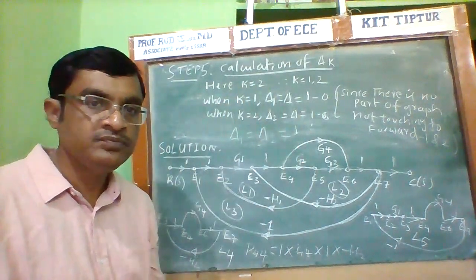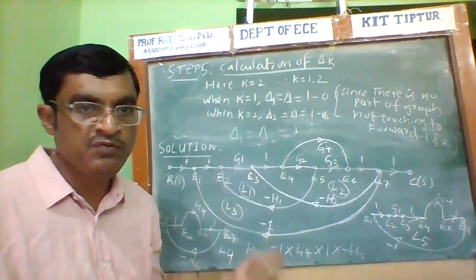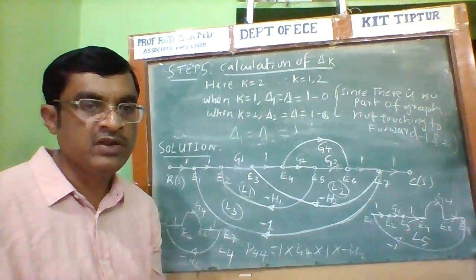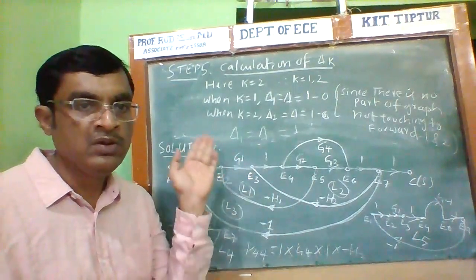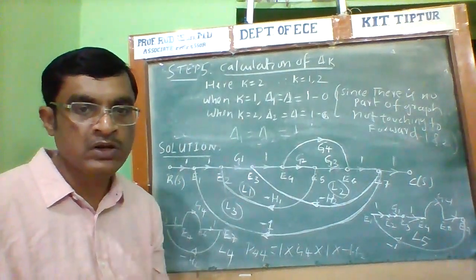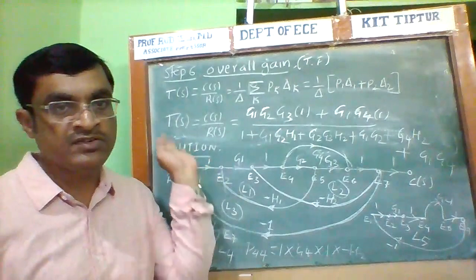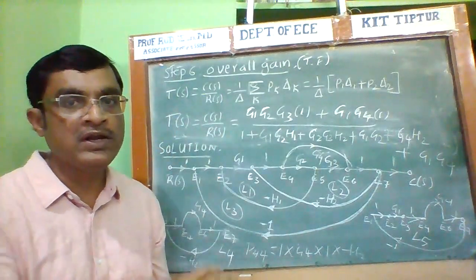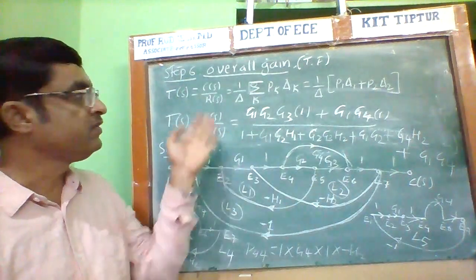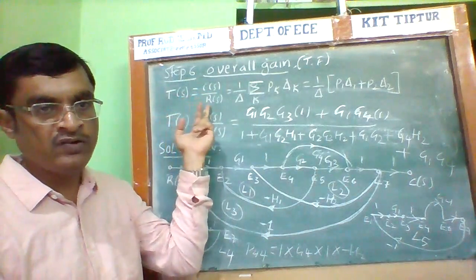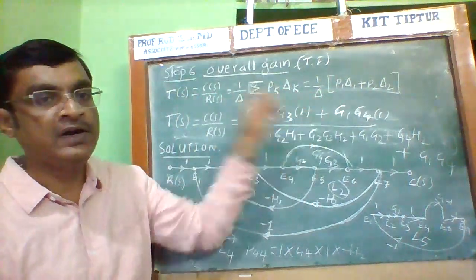In the next step, we go for calculating the overall gain of the system by using Mason's gain formula, which I have written in step 1. Substitute the delta 1 value and forward path values, and then we will get the overall gain of the system. In step 6, we calculate the overall gain or transfer function of this particular system, C(s) divided by R(s). Substitute the values of P1, delta 1, P2, delta 2, and the delta value we have calculated.